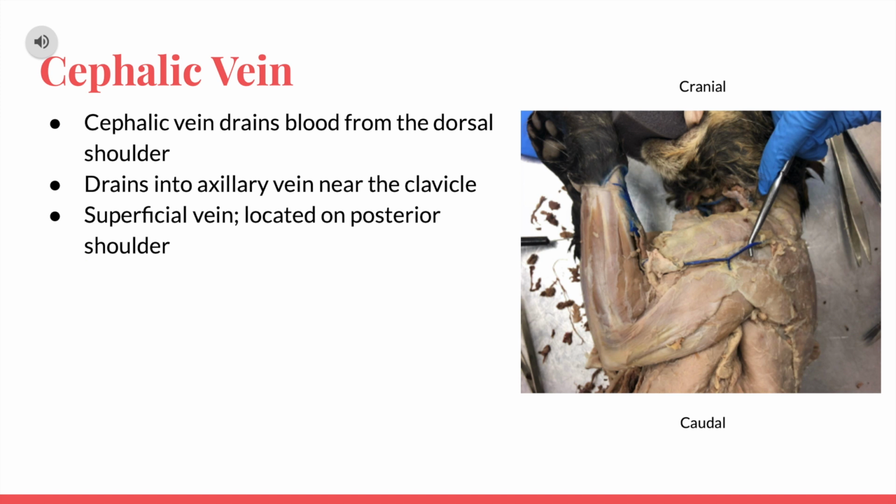The last vein we'll look at in the upper limb is the cephalic vein. This vein is easy to identify because it's very superficial on the posterior shoulder. It drains the blood from the dorsal shoulder and then drains into the axillary vein near the clavicle.